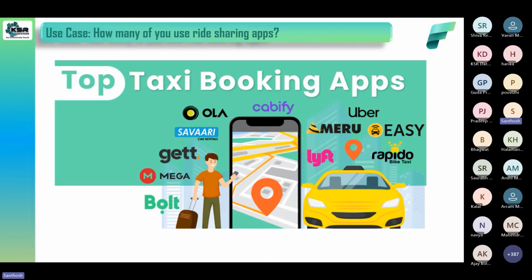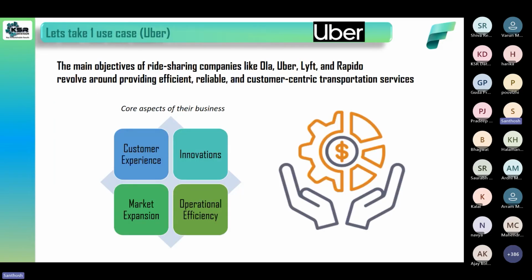Now, let's see what the main objective of these companies is. If you take Ola, Uber or Rapido, what is the main objective? The main objective is very simple. They need to have a very good customer experience. They need to meet some market expectations. For example, there is always a challenge between different vendors. Ola will always be competing with Uber. Uber will always be competing with maybe Rapido. There is always competition. So you need to have that market expansion. Every company wants to grow.